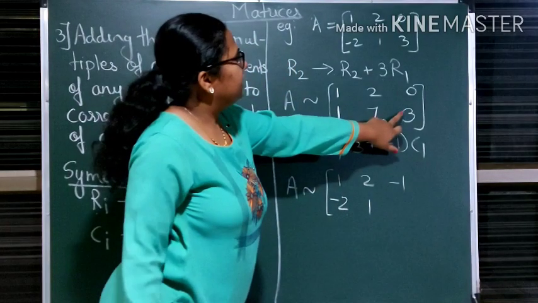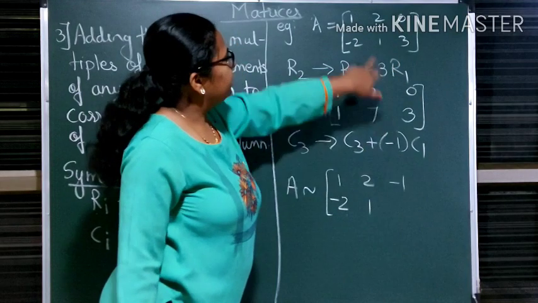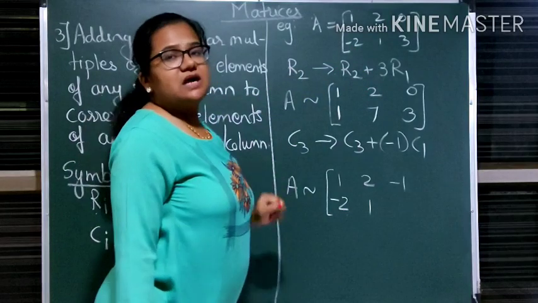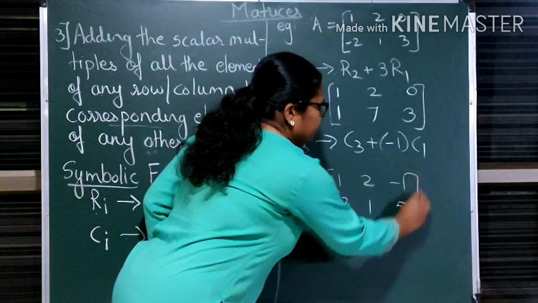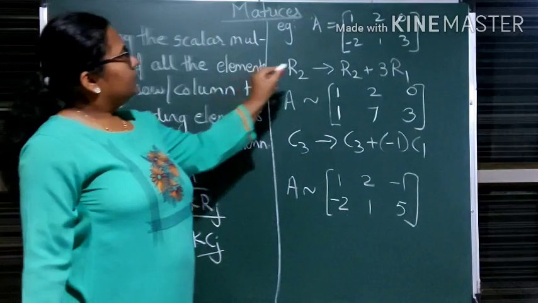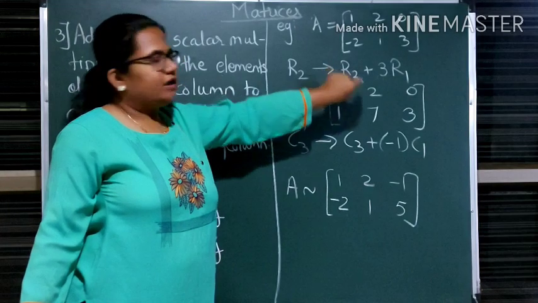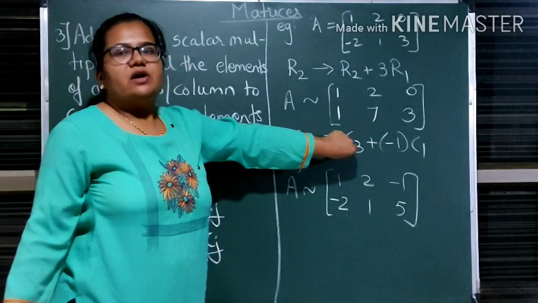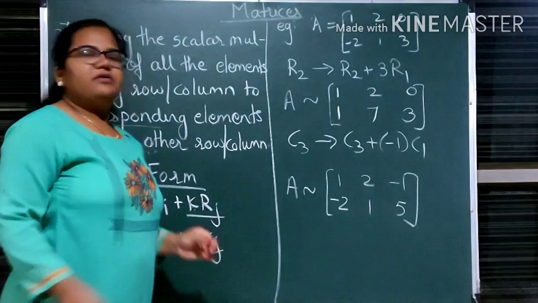Then the next element is 3. 3 plus minus 1 into minus 2. Minus 1 into minus 2 is plus 2. 3 plus 2 is 5. So this element becomes 5. So have you all understood this? Scalar multiplication plus addition to the corresponding elements of any other row. Scalar multiplication plus addition to the elements of any other column. Yes, so this is your third elementary transformation.